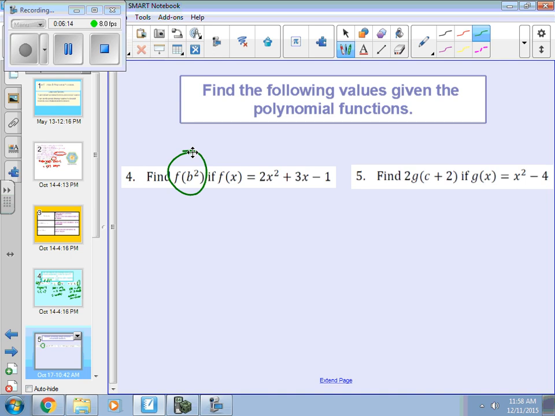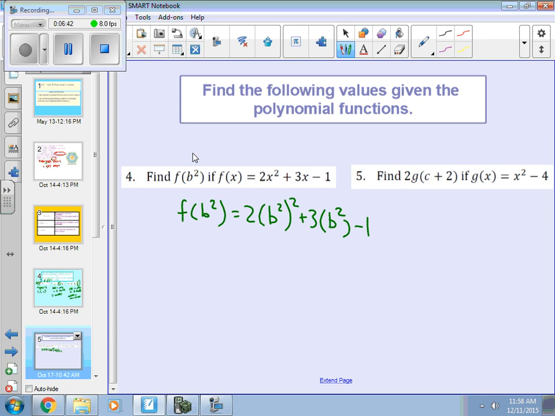So before we had like a number here like 3, and we just would go through and plug 3 in everywhere, and we would evaluate it to some number answer. But now we don't. So we're still going to plug in what's shown here. It's just that you're not going to get a numerical answer. So wherever there's an x, we're going to substitute b squared in for that. So we're going to put b squared in for every x in the problem.